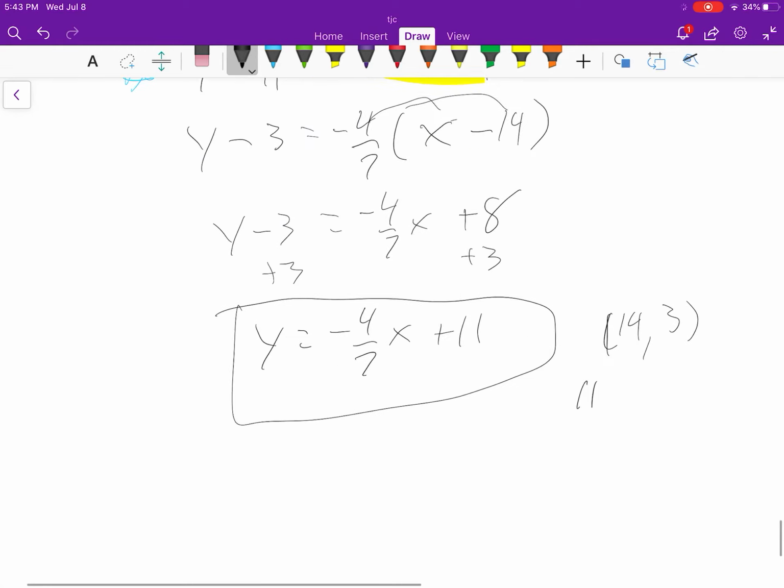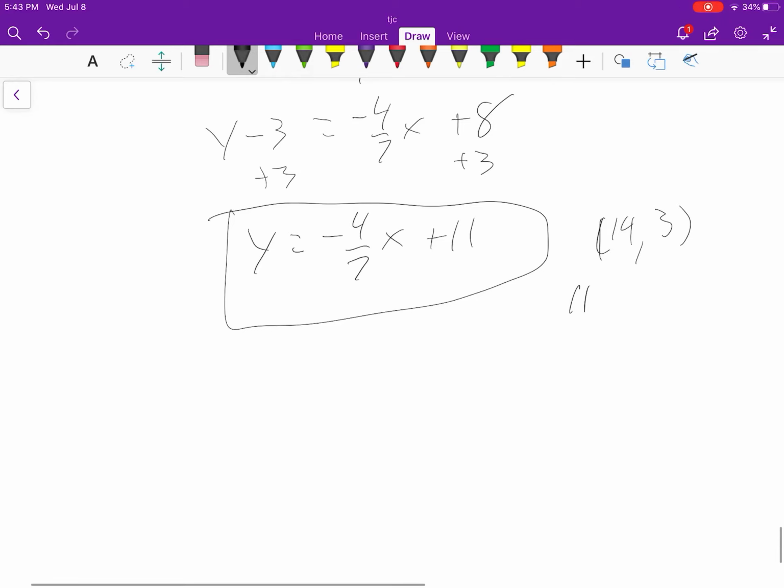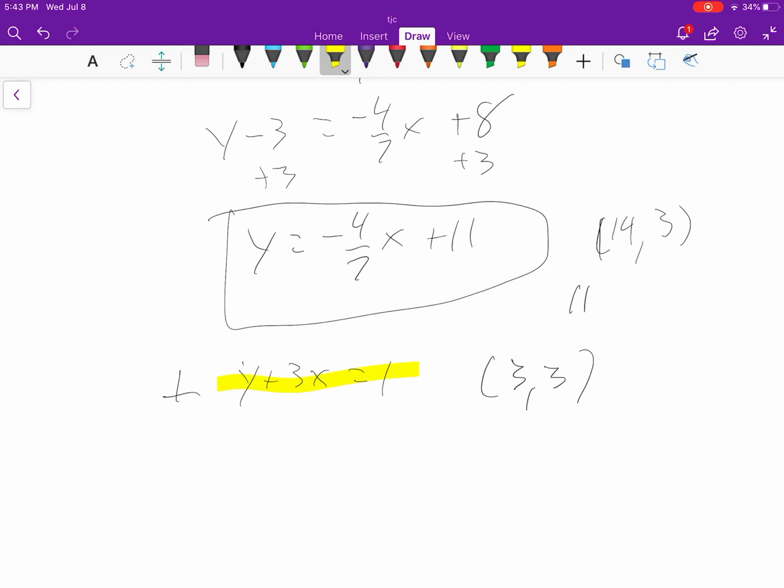Okay, now you can do the same thing. Let's say they gave you the point, they said, I want a line that is perpendicular to this equation that travels through this point. So this one's the same problem. We want a line that is perpendicular to this. It's perp to this, travels through this.